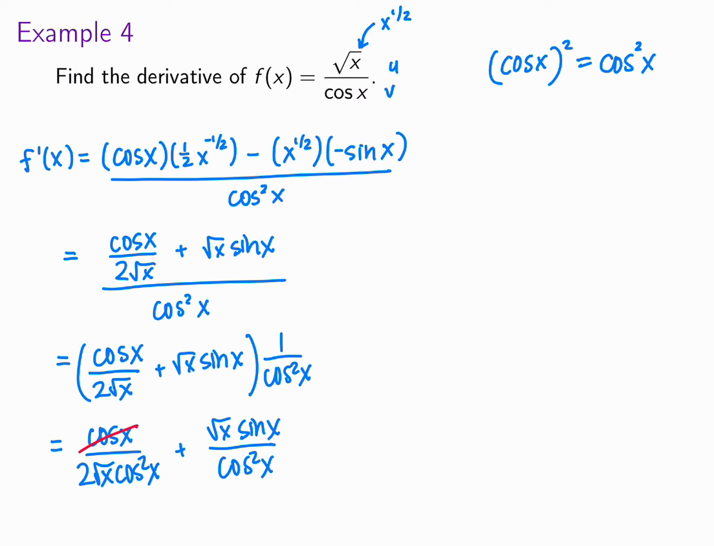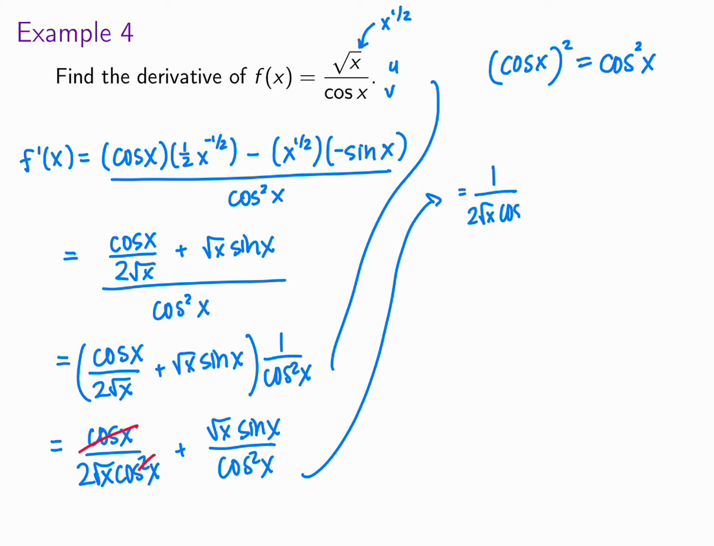So cosine over cosine squared, I can cancel one of those. All right. I would have 1 over 2 square root of x cosine x plus square root of x. Now I see I can take the sine x and one of the cosines, and I can change that to a tangent. So tangent x over cosine x. I could keep going. There's no perfect answer here.